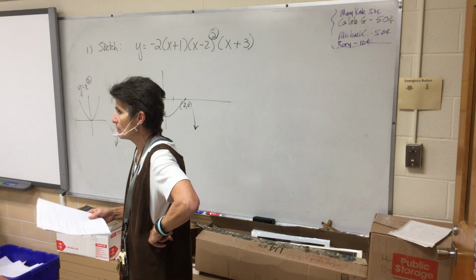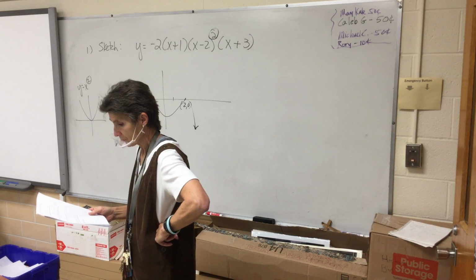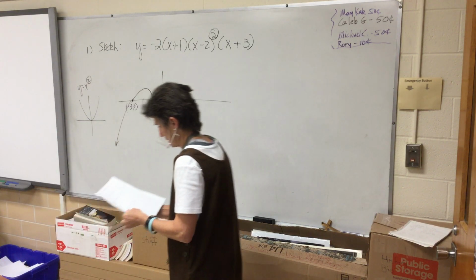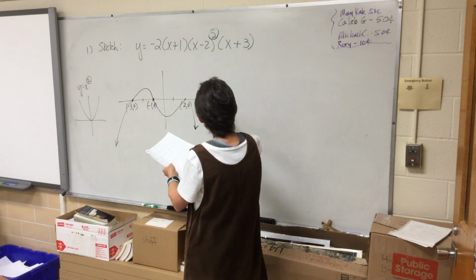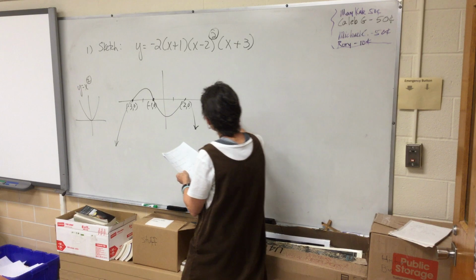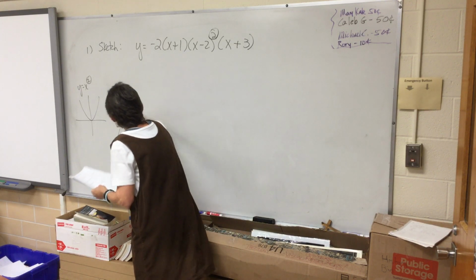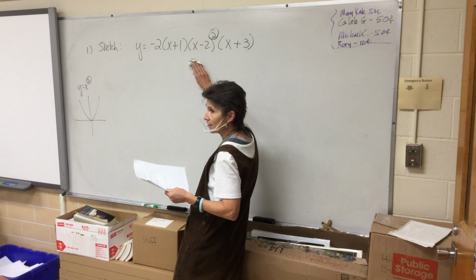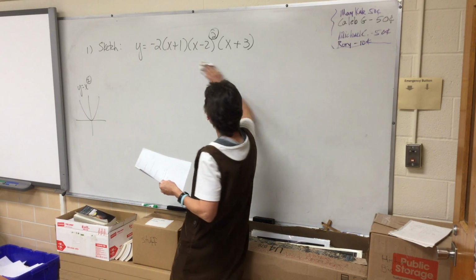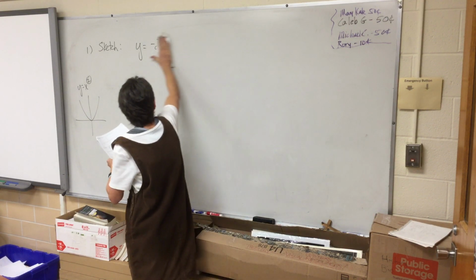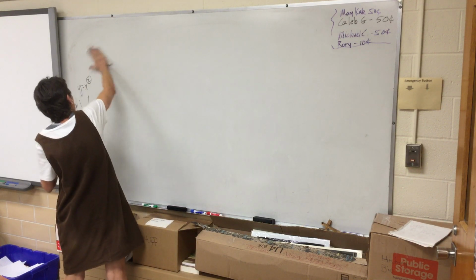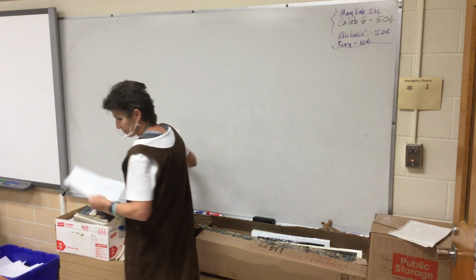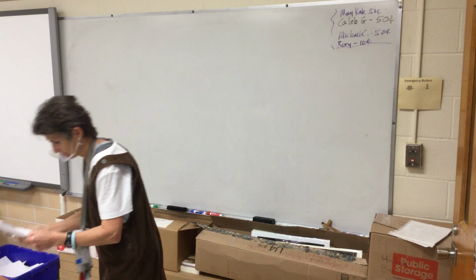All right, we ready for number 8? It says factor and sketch. So you're going to be doing basically what we just did. But the problem is, the equation doesn't look like this. You have to make the equation look like this. So look at problem number 8. What do you think?